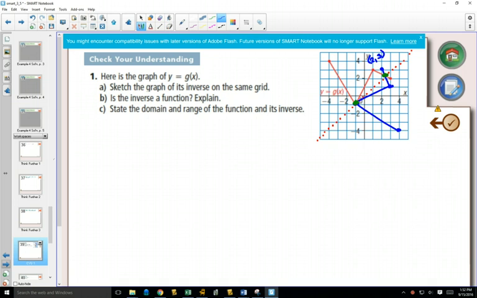So in order for something to be a function, it has to pass the vertical line test, which means you take a vertical line, and you move it along, and that line can't hit more than one point at a time. So notice the red one is a function, because as I move that vertical line across, it only hits one red point at a time.